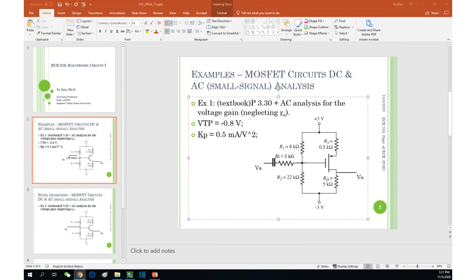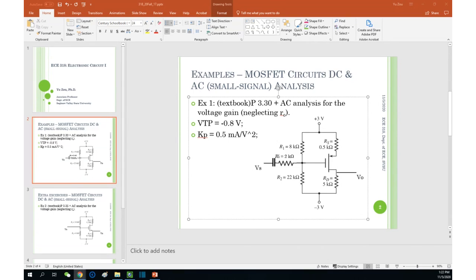Can anyone answer Shane's question? Do we need a VS? Anyone? Not for DC, nor for gain, right? In terms of the English, not for DC, nor for gain. The AC input, we never need it.